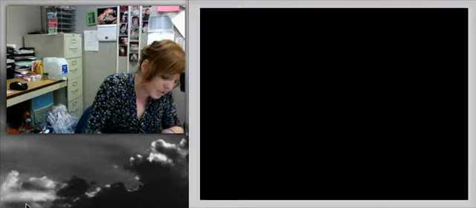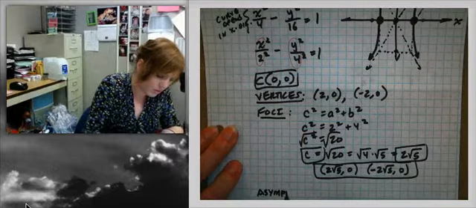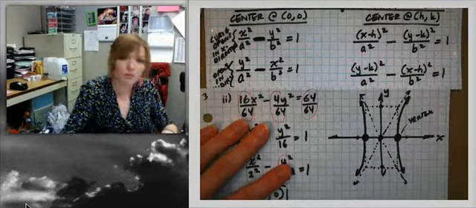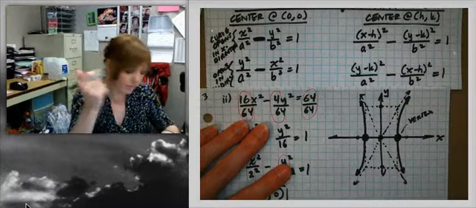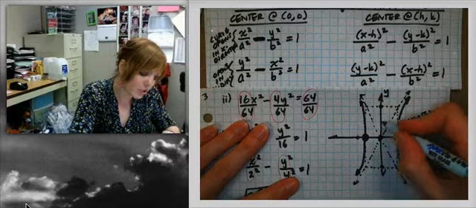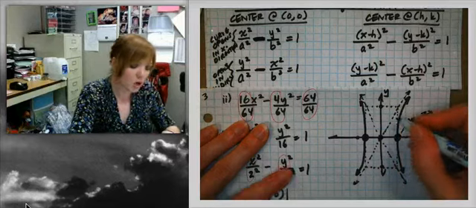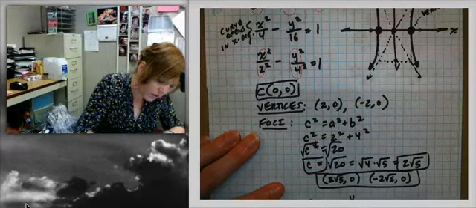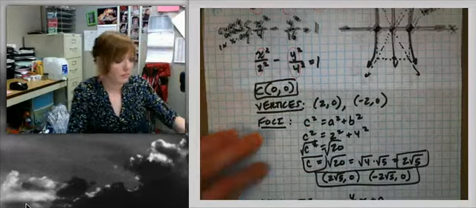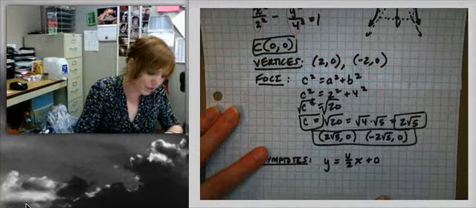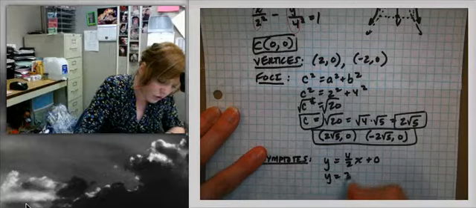Okay, asymptotes. Again, if we look at our graph, we need a slope and a y-intercept. So y-intercept is 0 and the slope is rise over run, or 1, 2, 3, 4 over 2. So it's 4 over 2x plus 0. Sorry about that, let me move it up again. 4 over 2x plus 0, or 2x.